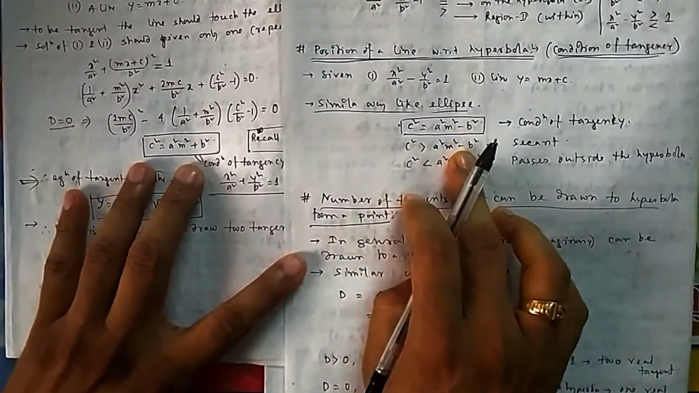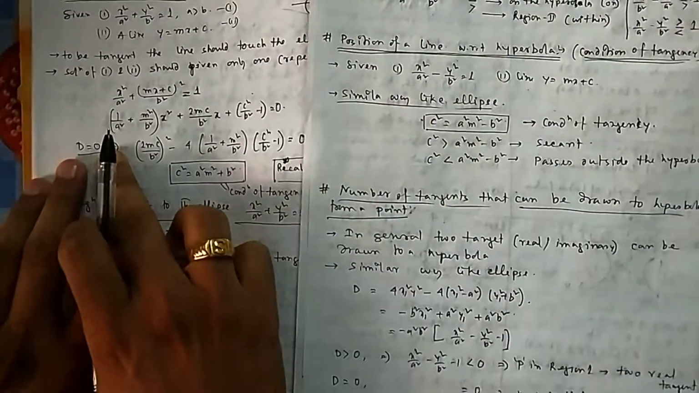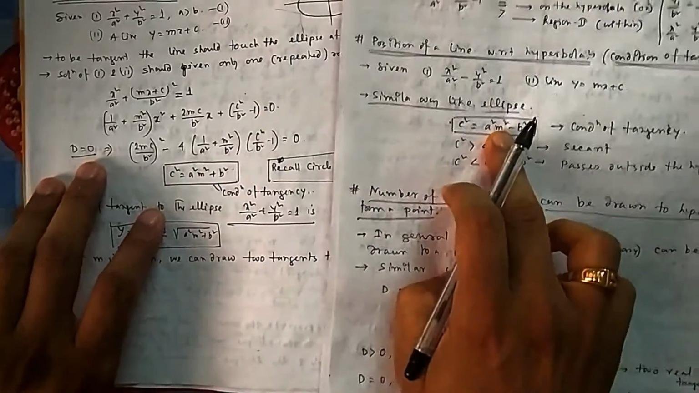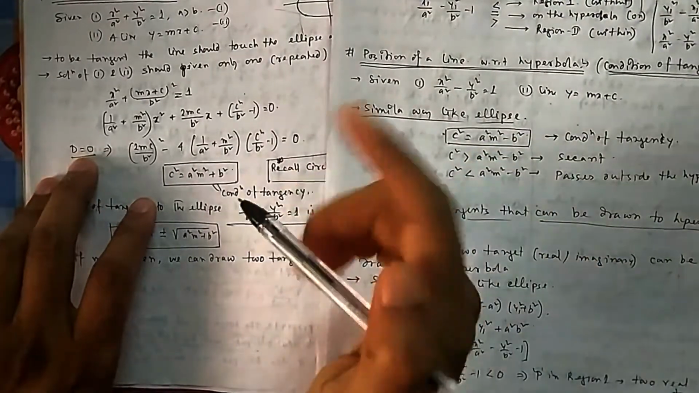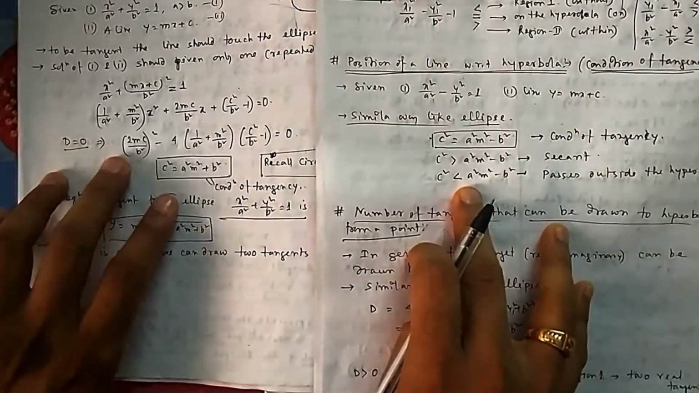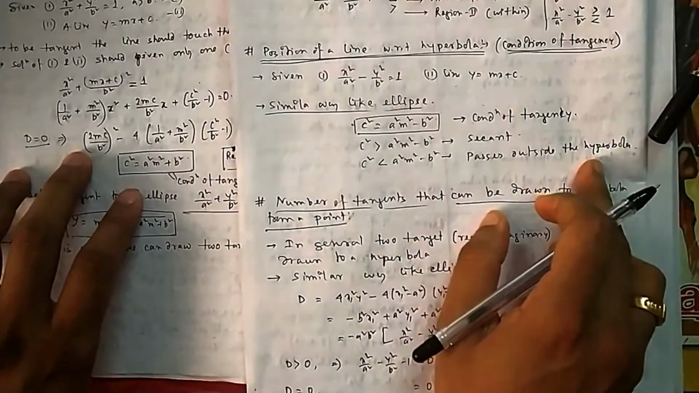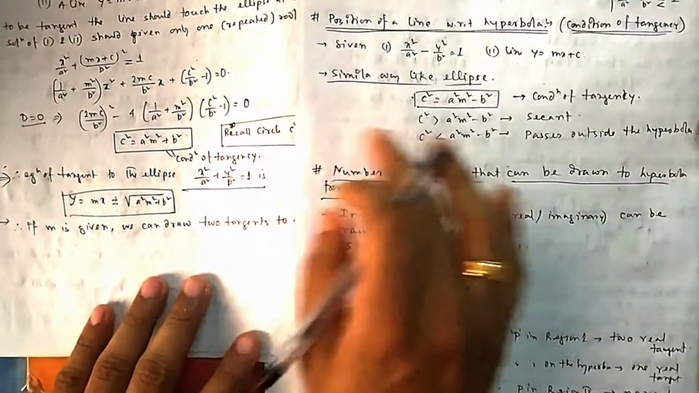So if it is greater than this one, it means there will be multiple roots. D equal to 0 means one root, tangency. If D is greater than 0, that means two roots. Two roots means it will cut at 2 points. That means it will be a secant. And if it is less than, then it will not cut. That means it will pass outside the hyperbola. It will not cut. Similarly here also you can include these 3 points.